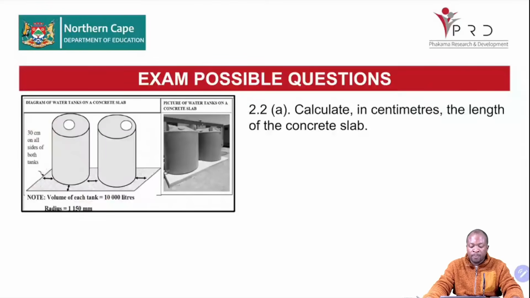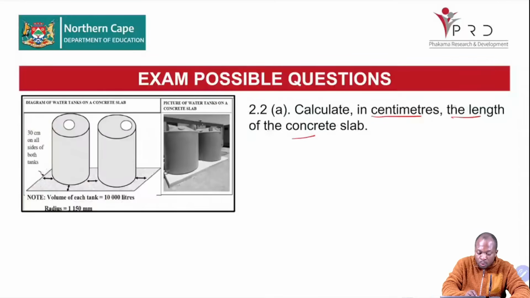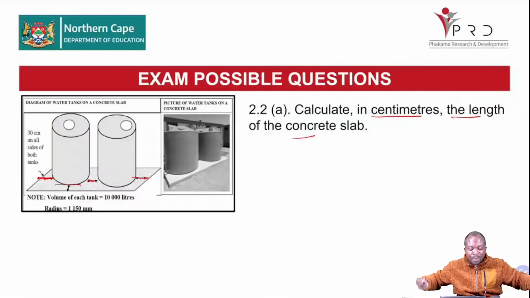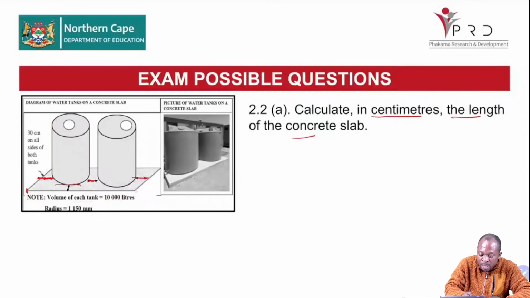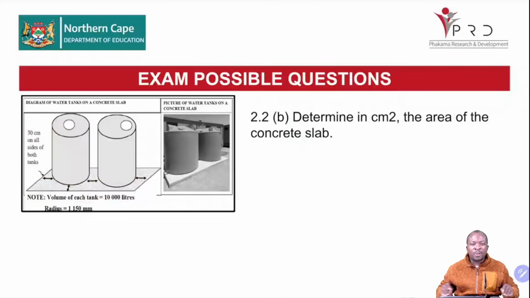That's what I'm asking. 2.2a, calculate in centimeters the length of the concrete slab. In centimeters, the length of the concrete slab. So you can see here, from this point to that point is 30. In between here is 30. That side is 30 before you come to the diameter of the 2 tanks. So now you have to try and visualize it so that you can respond to this question. Basically we want the line from here to there. How long do you think it is? I know already you are figuring it out. You will get it correct.